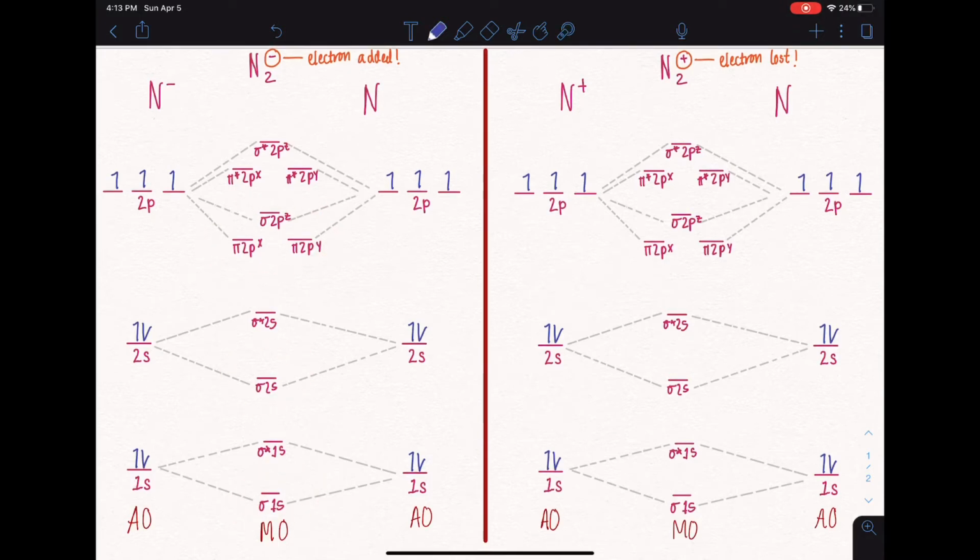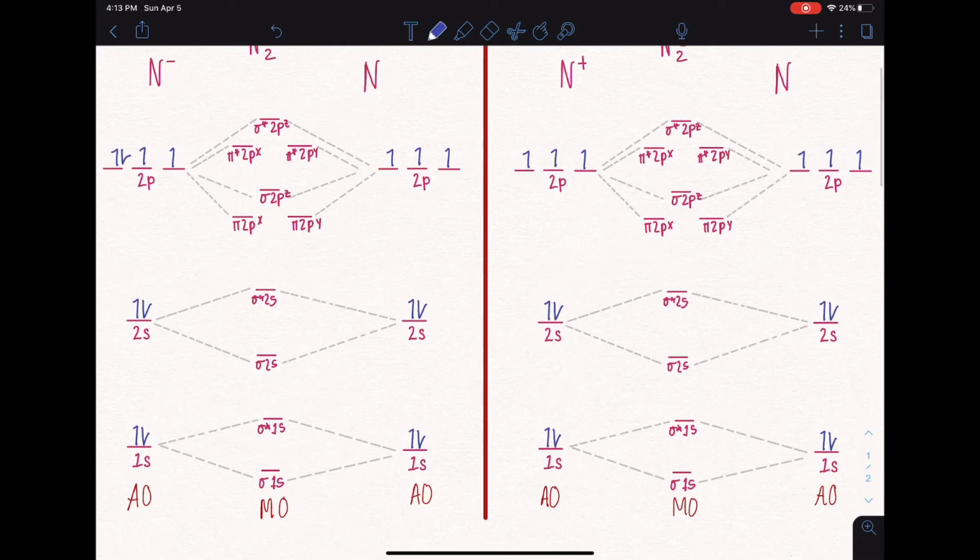For N2 negative, we need to add an electron to the 2p atomic orbital because of the negative charge. Now we can start filling up our molecular orbital. We have a total of 4 electrons here. So 2, 4. We need to put 4 electrons in the molecular orbital. So 1 from the left, 1, and 1 from the right, 2, 3, and 4.